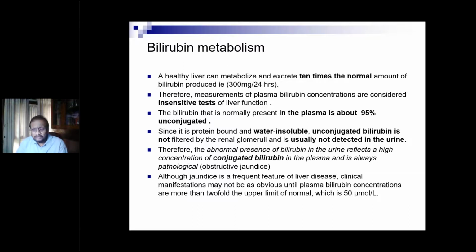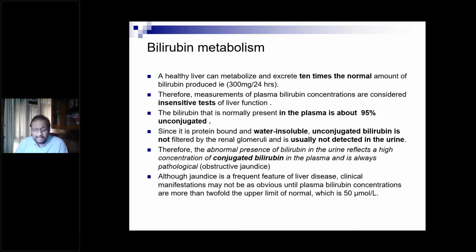So basically, when you're talking about the bilirubin in the plasma, under normal circumstances 95% has to be unconjugated. The rest of it is conjugated. Normally, you don't have too much of conjugated. And unconjugated cannot be excreted in the kidney. Remember, why? It is fat soluble. It cannot be filtered in the GFR.